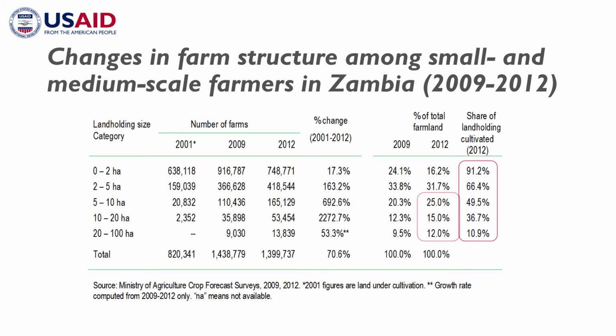And then the other concerning factor, on the last column of data here, this shows the share of land owned that's actually cultivated. So farms between 0 and 2 hectares are cultivating over 90% of their land that's in their control. But that decreases progressively as farm size increases, to the point where only about 11% of farmland between 20 and 100 hectares is actually being cultivated.